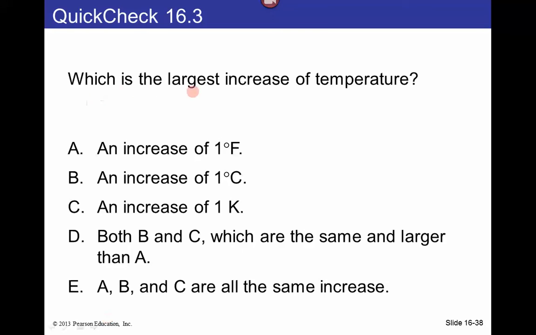So which is the largest increase in temperature of these five? Choose the one that you think is appropriate here. Take a minute.